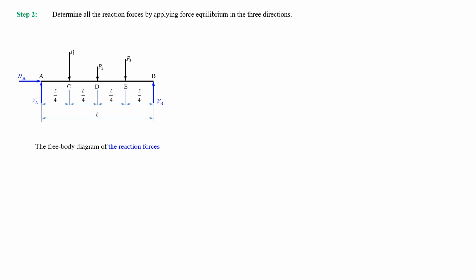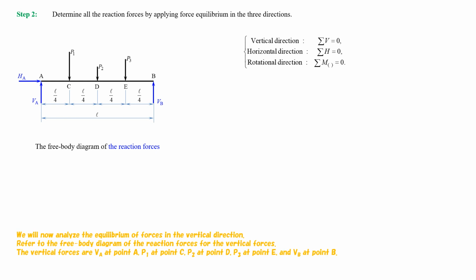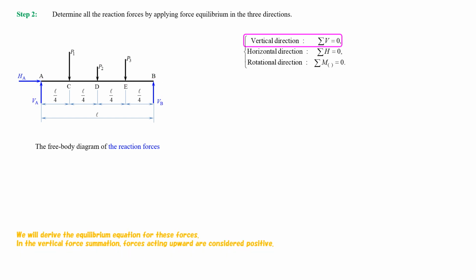Step 2. Determine all the reaction forces by applying force equilibrium in the three directions. We will now analyze the equilibrium of forces in the vertical direction. Refer to the free body diagram of the reaction forces for the vertical forces. The vertical forces are VA at point A, P1 at point C, P2 at point D, P3 at point E, and VB at point B. We will derive the equilibrium equation for these forces.